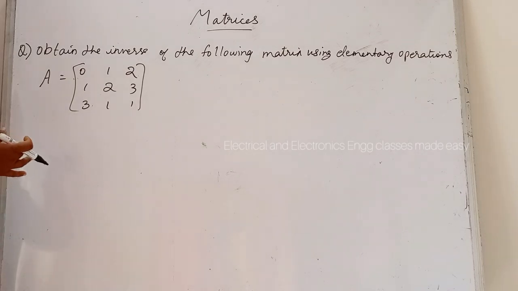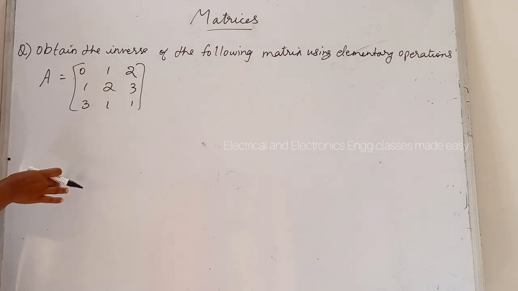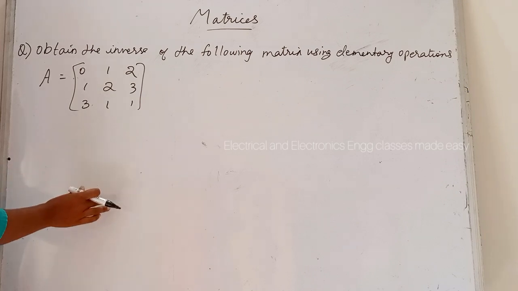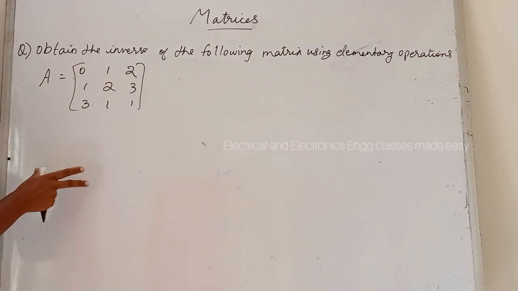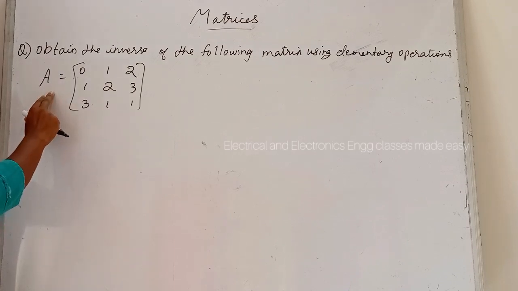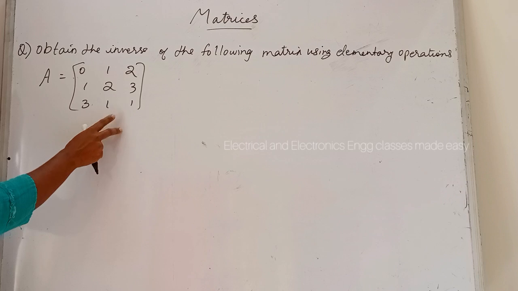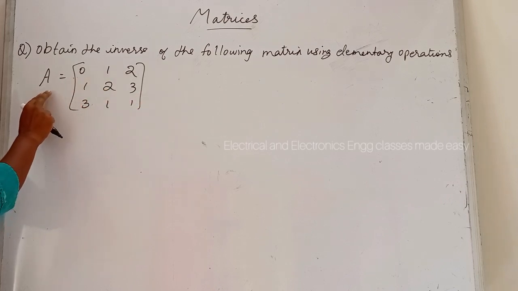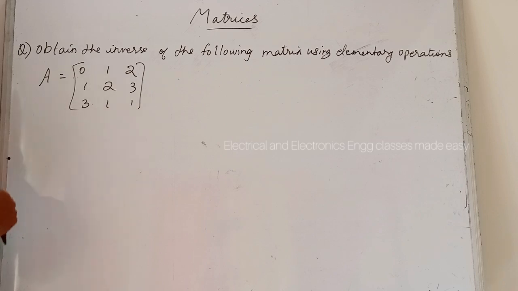Today's class is the continuation of matrices. That is, in the previous classes we have discussed the inverse of a matrix using elementary operations. So let us do some more problems related to this inverse using elementary operations. The next question is: obtain the inverse of the following matrix using elementary operations. A is equal to the matrix 0, 1, 2, 1, 2, 3, 3, 1, 1.